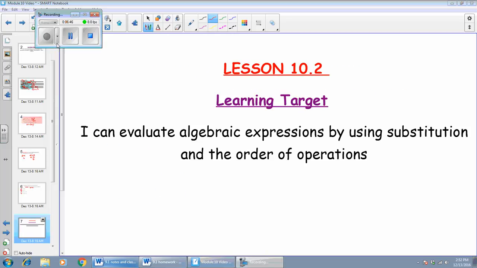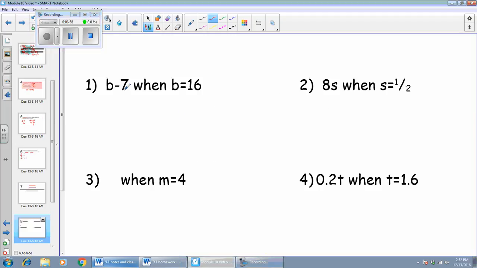The next part of this video corresponds with lesson 10.2, where we are learning how to evaluate algebraic expressions by using substitution and the order of operations. So all you need to do when you're given an expression and what the variable is, you're just going to plug in. So b minus 7, when b is 16, you're going to replace b and put a 16. So 16 minus 7 is equivalent to, you got it, 9.